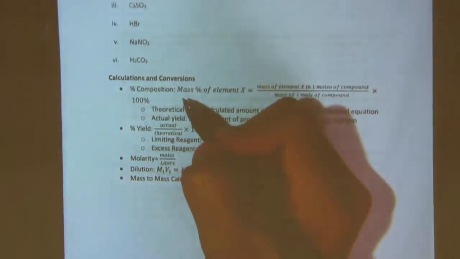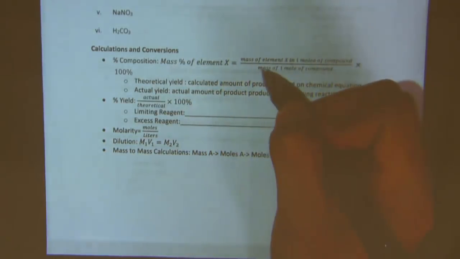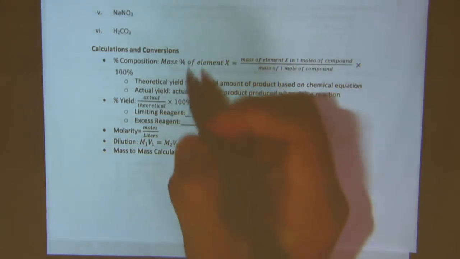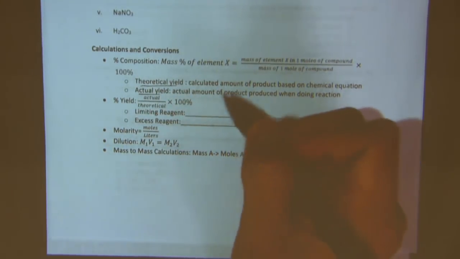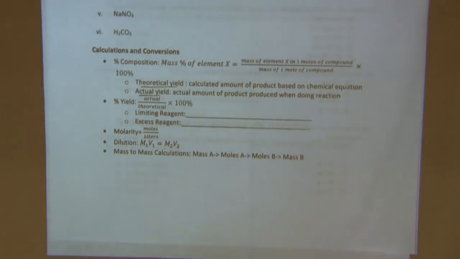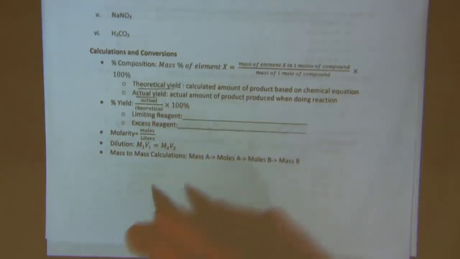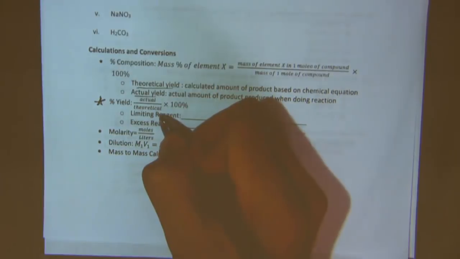We'll move on to calculations and conversions. So just brush up on percent composition, in which it is the mass of the particular element in the compound over the mass of the overall compound, times 100. So we have theoretical yield and actual yield. Theoretical is like if there were no problems that occurred in the lab, the maximum amount that we could synthesize. And actual yield is what actually occurs given all the different variables that happen in the lab. So we have percent yield, which is actual over theoretical times 100.